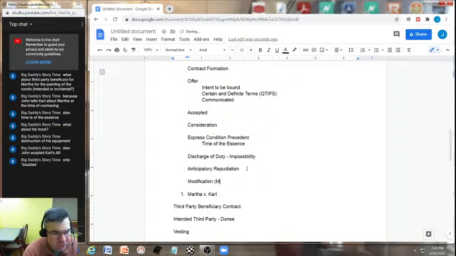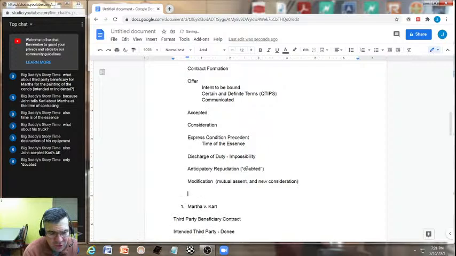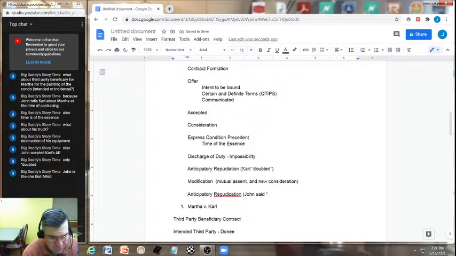Remember, modification requires mutual assent between the parties. I want to point that out here and up here. Doubted. And because we're dealing with common law, we require new consideration, which was not present here. So the modification did not happen, and we have another anticipatory repudiation possibility by John. So we'll make sure to point this out here that Carl doubted, and down here we got repudiation, John said, all right, he's called the whole thing off.